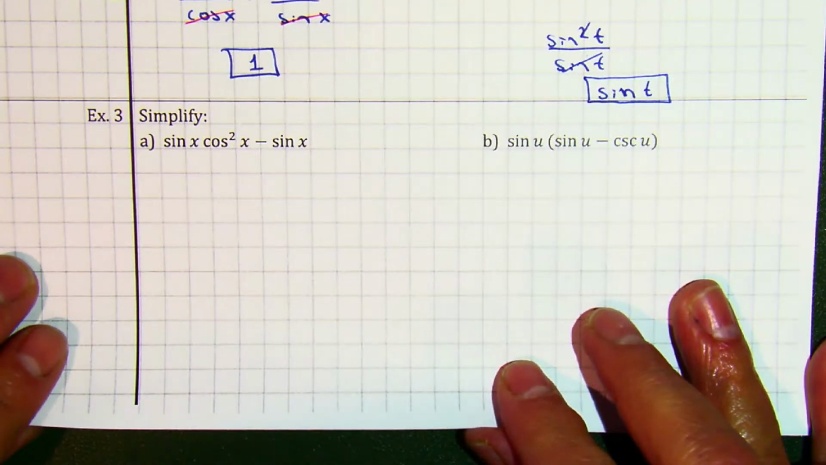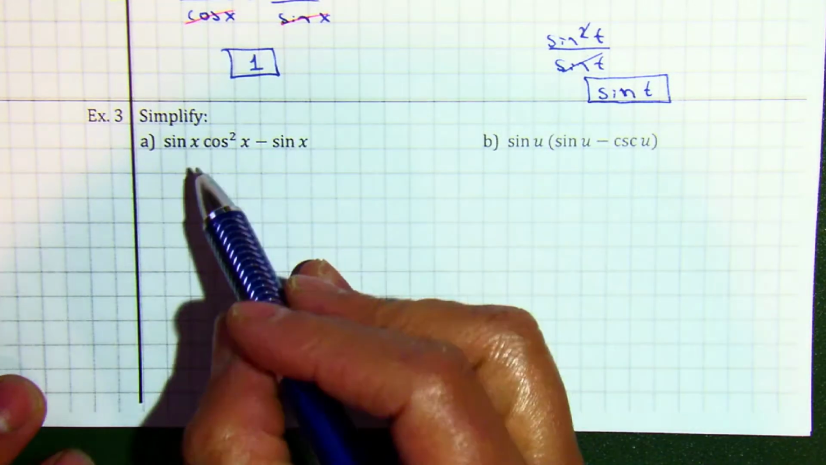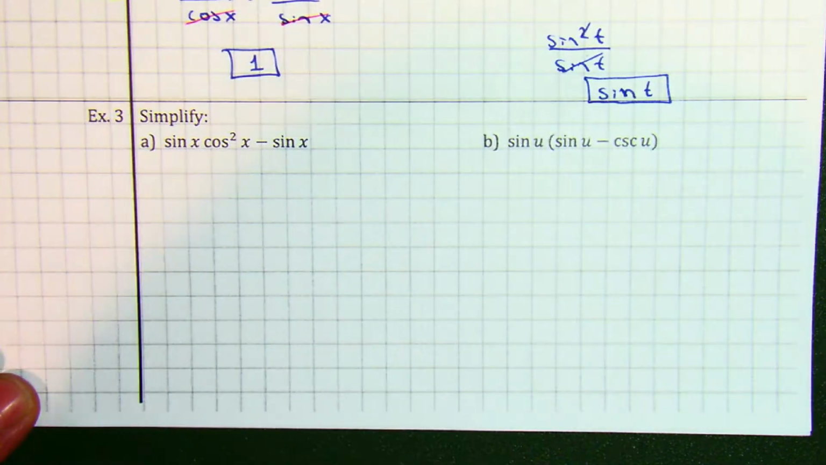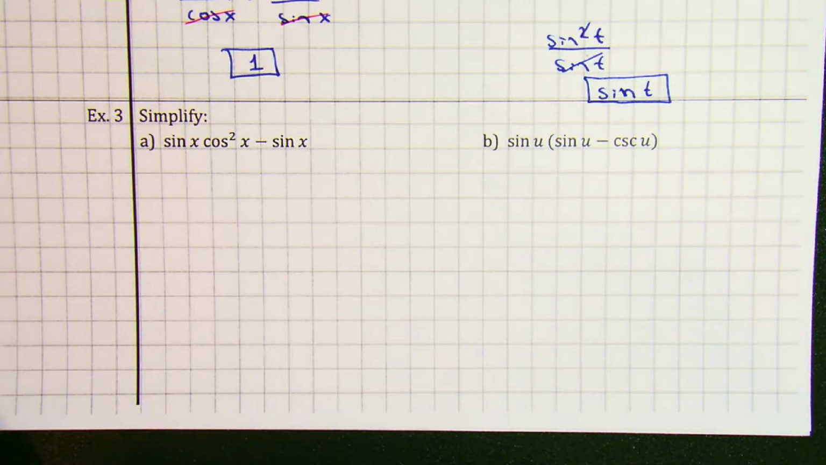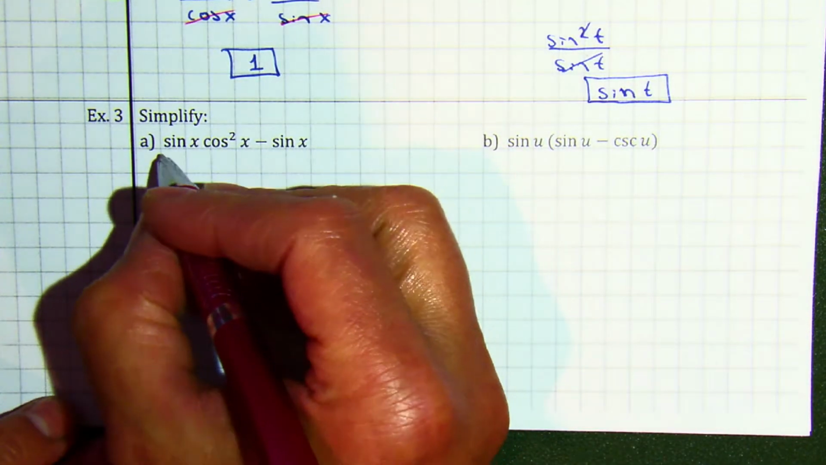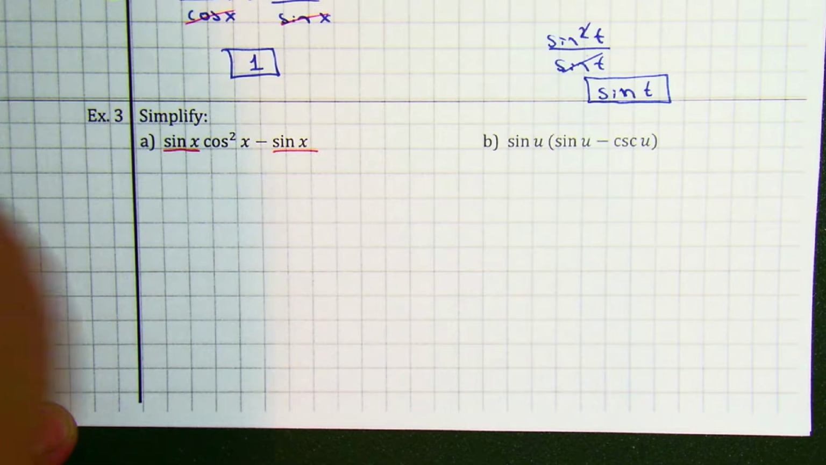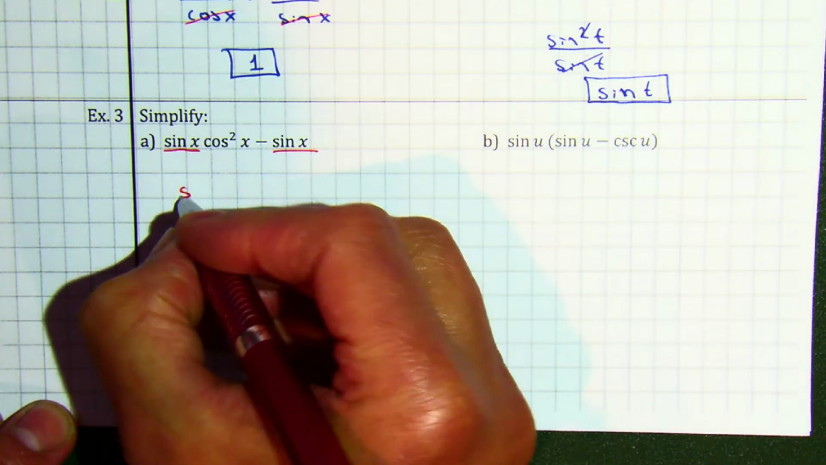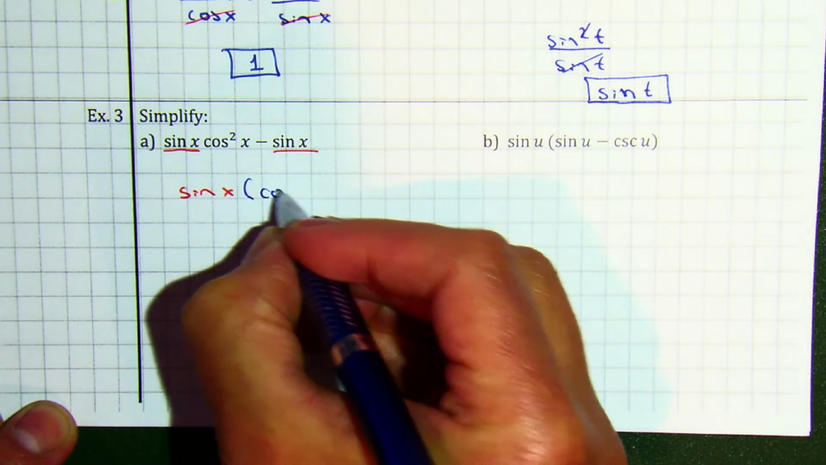Example number 3. Simplify. So now we can change everything to sine and cosine, but in this case, it's already sine and cosine, so that doesn't help us. We also need to be able to know how to multiply and to factor out a common factor, a common term. So we notice that they both have a sine. So now I'm going to factor out the sine of x. And what's left behind? Sine of x times cosine squared of x.